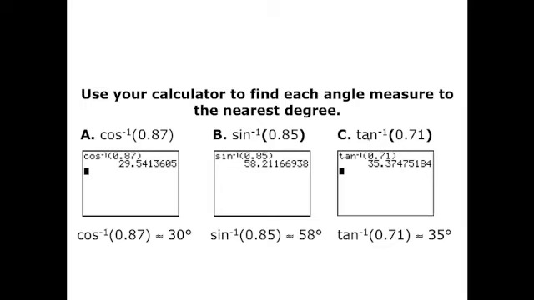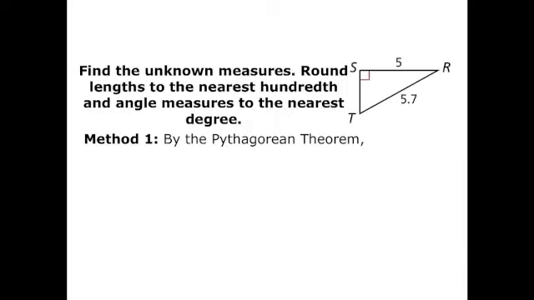Now what we're going to do is use that inside of a triangle. So let's take a look at a couple of examples. Here we want to find the unknown measures. Now there's 3 unknown measures in this picture. There are 2 angles that I don't know the measures of, and then there's one side, the length of ST, that I don't know. So first we'll find the length of ST by using the Pythagorean theorem.